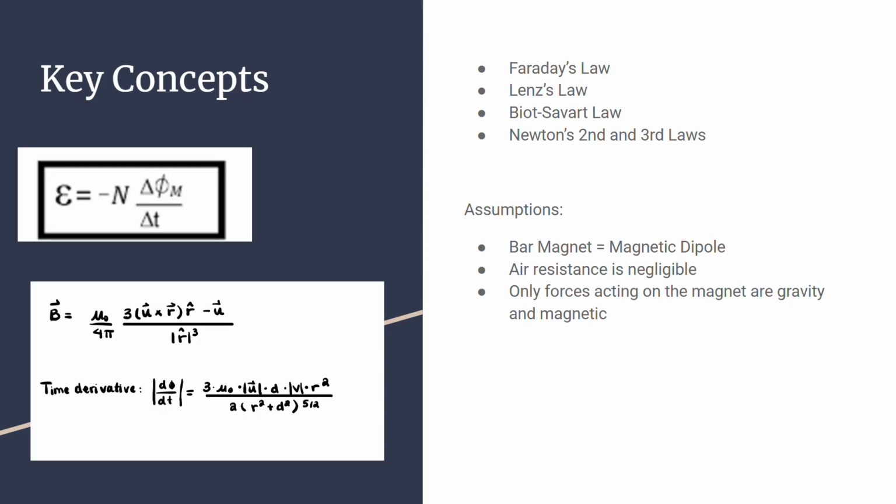So for our key concepts, we have Faraday's law and Lenz's law, which are represented on that left side, and then Biot-Savart law, which is represented also on the left on the bottom. We also have the time derivative included, and Newton's second and third laws. The assumptions are that the bar magnet is equal to the magnetic dipole, air resistance is negligible, and the only forces acting on the magnet are gravity and magnetic forces.